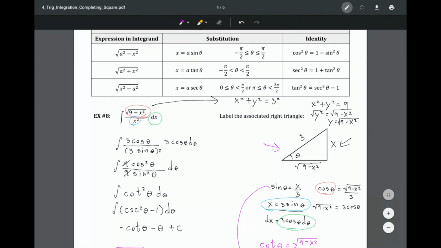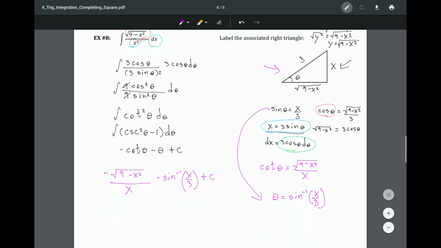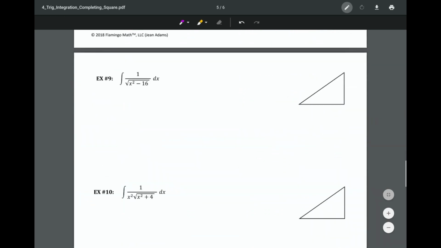Otherwise, by the way, if you don't want to do it my way, you can just basically look at what they have, say right there, and you can just plug in 3 sine of theta for every x that you see and try to solve. But I promise you that's actually more difficult. There's a lot more trig involved than that.